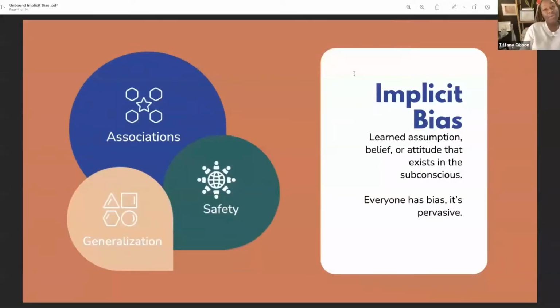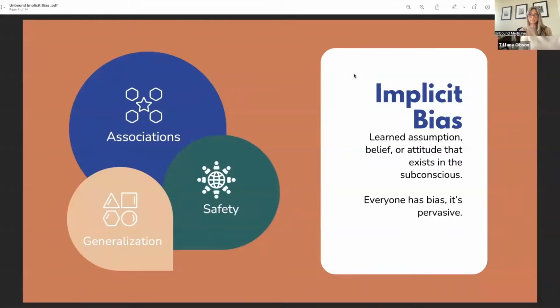And today we're going to go over implicit bias, what it is, what it means, and how you can mitigate risk of causing harm due to implicit bias. But first, let's start at the top with terms and definitions. So implicit bias is a learned assumption, belief, or attitude that exists in the subconscious. Everyone has bias. It's pervasive. It's something that is either taught to you at a young age or things that you've picked up socially or culturally that has become a norm.